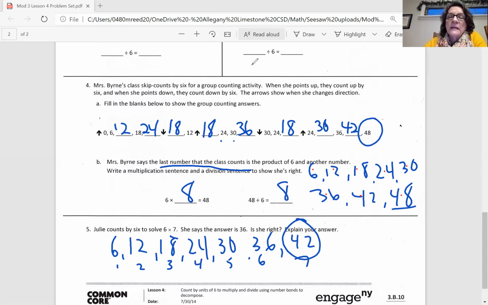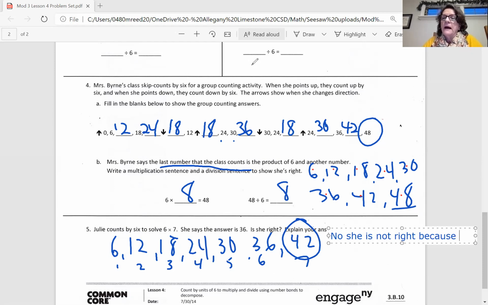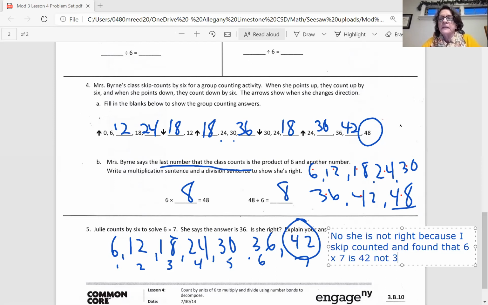I'm going to type in the little text box here. And is she right? We're going to say no, she is not right, because I skip counted and found that 6 times 7 is 42, not 36.